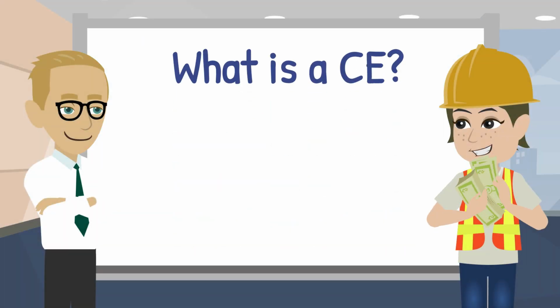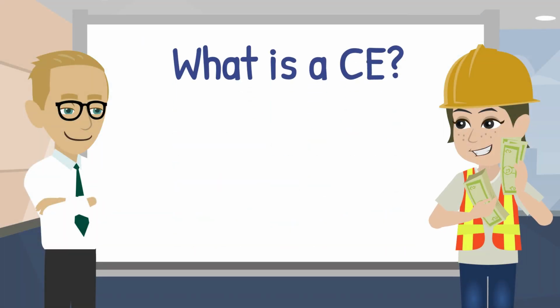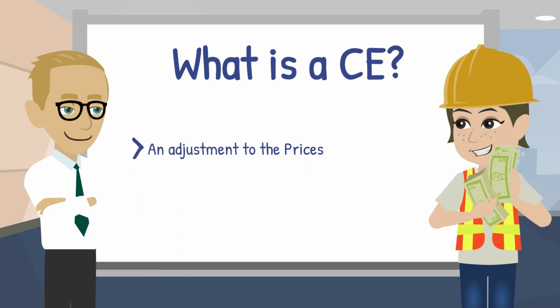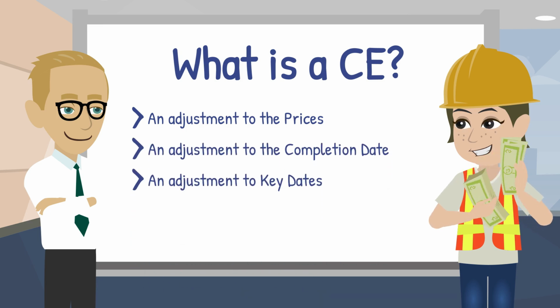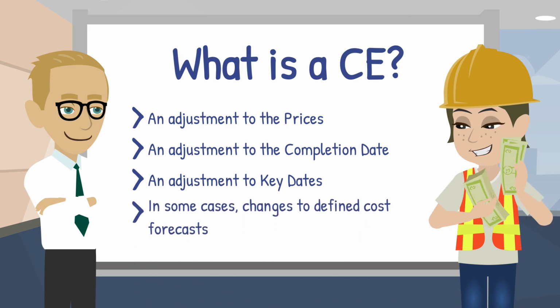A compensation event is an event which, if it occurs and it is not due to the contractor's fault, entitles the contractor to an adjustment to the prices, an adjustment to the completion date, an adjustment to key dates, and in some cases, changes to defined cost forecasts. The principle is simple. If the contractor is instructed to do something different or is impacted by a risk allocated to the employer, the contract is adjusted accordingly.